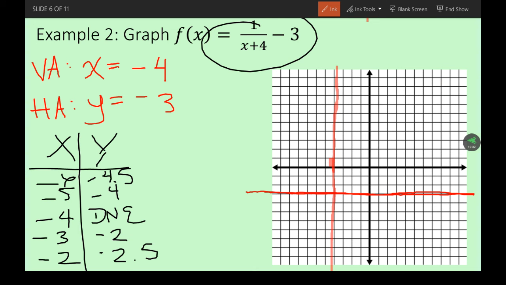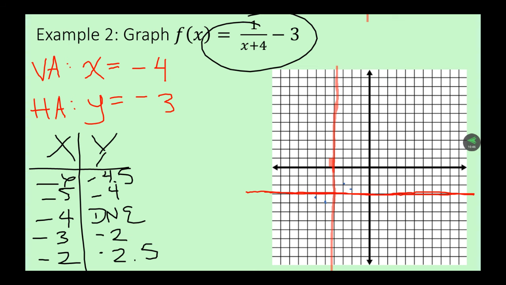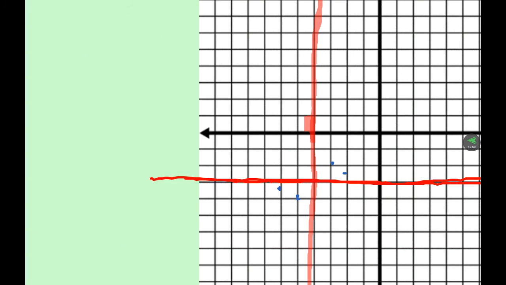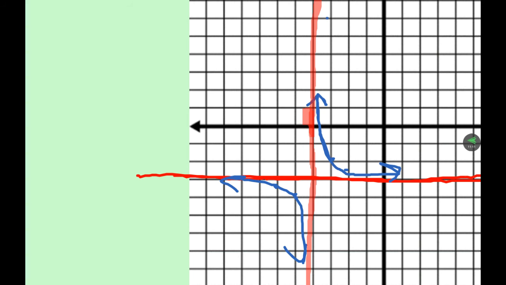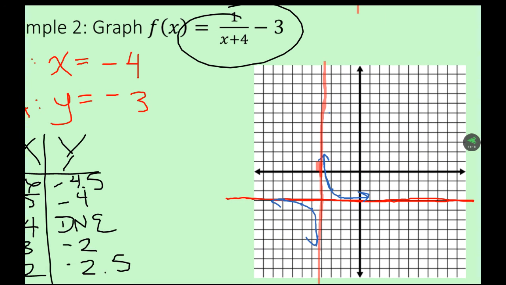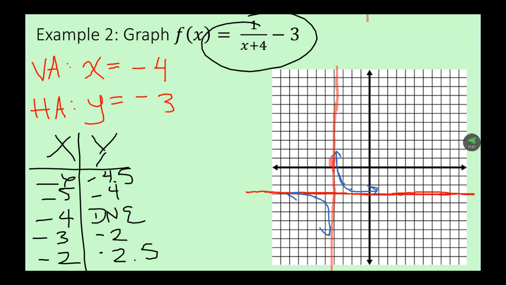Now we just plot away. So negative 6, negative 4.5. Negative 5, negative 4. Then we had negative 3, negative 2. Negative 2, negative 2.5. And if I keep in mind that I already know the shapes I have to draw because they're hyperbolas, and I've got my asymptotes, I can see it's going to have to look like this and like this. Is my graph absolutely perfect? No, but it's pretty darn good. If I want a perfect graph, what could I do? I could type it into Desmos. So if you want to type these into Desmos, check your solutions. That's probably a pretty smart move, using tools to your advantage.